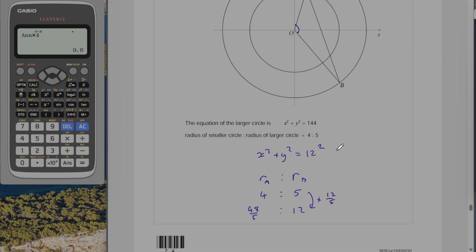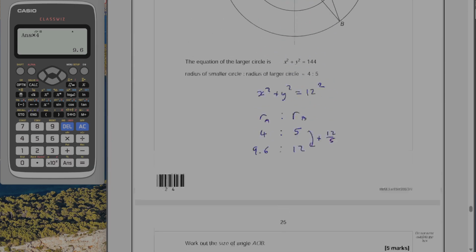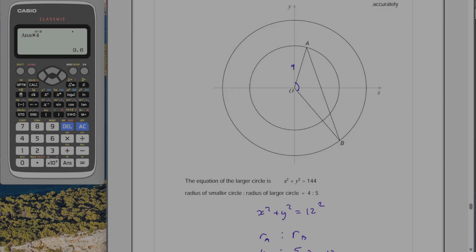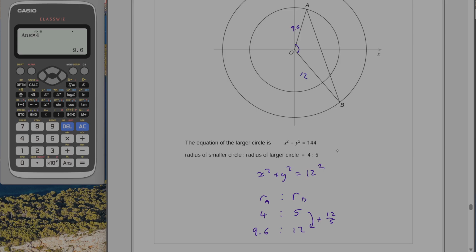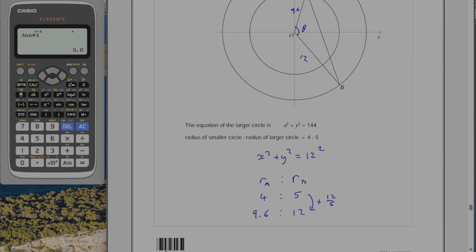I think 9.6 is the easier one to work with for the rest of the questions. Okay, so we've got the two radiuses. What I'm going to do is roughly sketch it on here. So we've got 9.6 there, and we've got 12 there, and we want this angle here, so we'll call that theta for now. So we're going to be using the cosine rule.